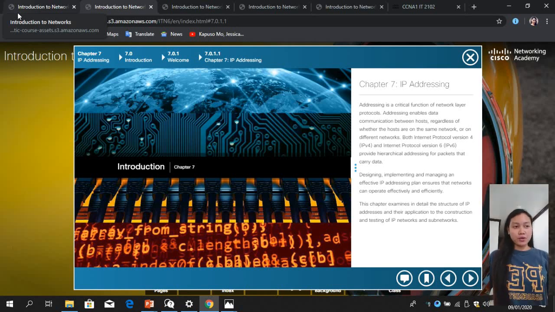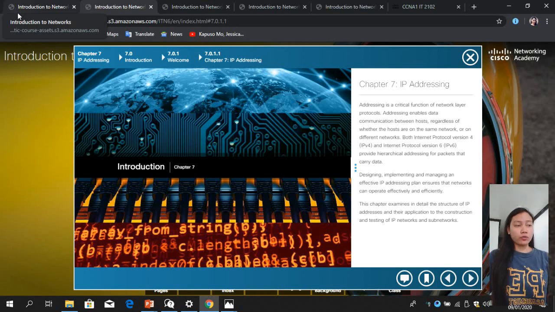For today's video, we're going to have a summary on chapter 7, which is entitled IP addressing. In this, addressing is a critical function of network layer protocols. Addressing enables data communication between hosts, regardless of whether the hosts are on the same network or on different networks.